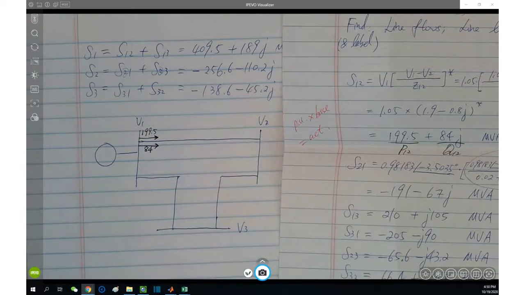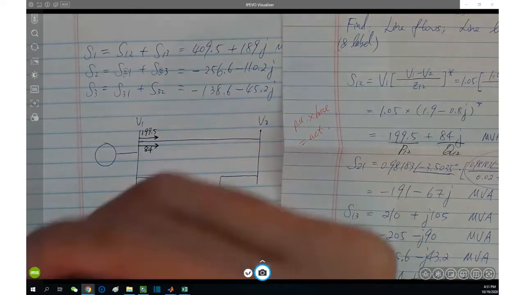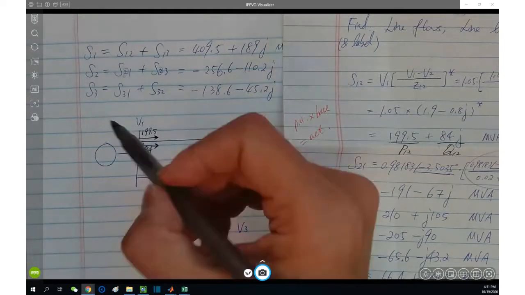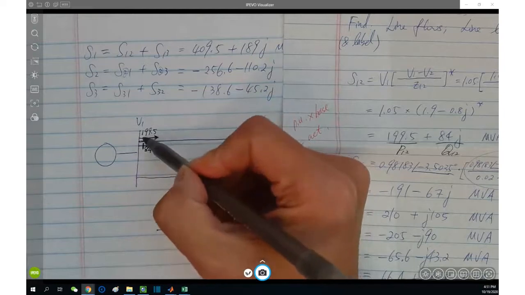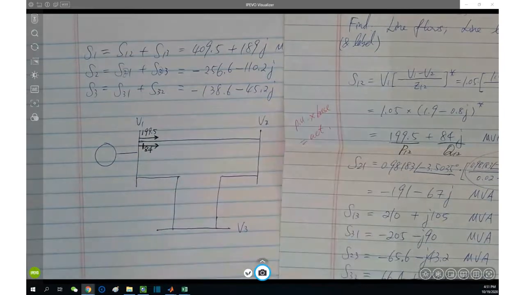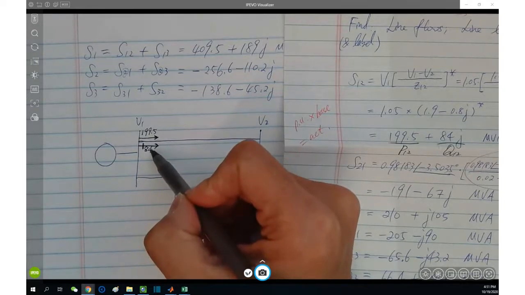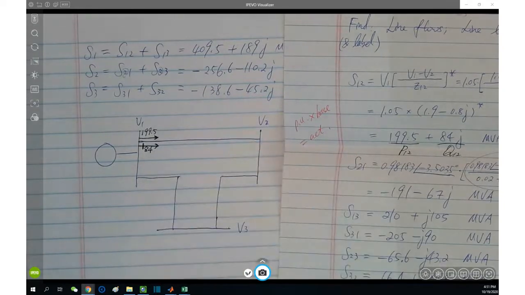However, in this way, we are not able to tell which is which, right? Which is active, which is reactive, we cannot tell. So we need to use a bar across the line to differentiate the reactive power from the active power. So above the line, it is active power without a bar. Below it is the reactive power with the bar. I'm labeling the magnitude only without j. This is S12.